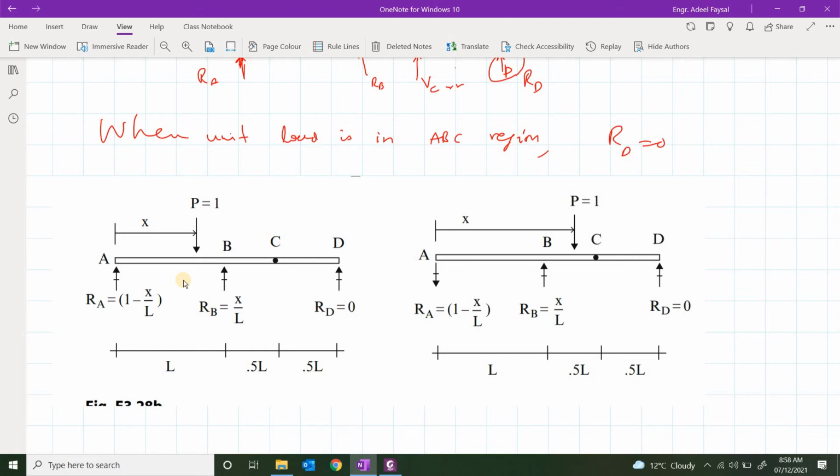So these are the equations that you can develop in terms of x, because the load is acting at distance x, so the directions have to be in terms of distance x, RA and RB. In both cases, you can find out these directions. Now this distance is L, and then this is 0.5 L, and this is 0.5 L. Keep these things in your mind.